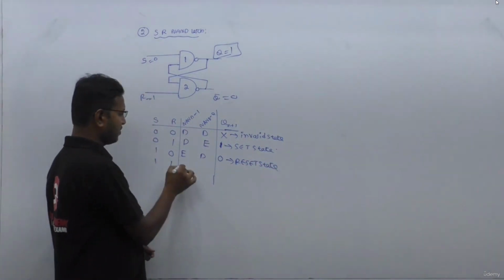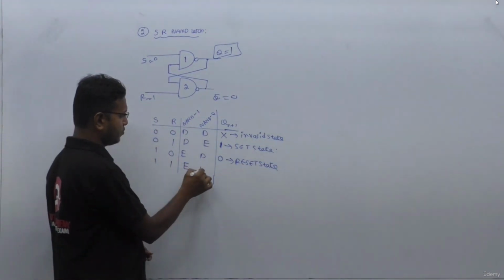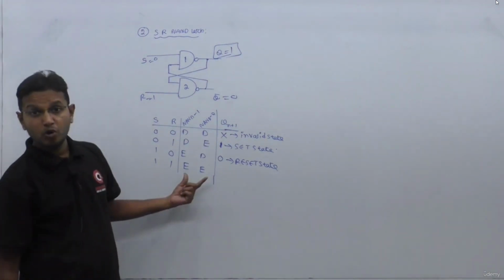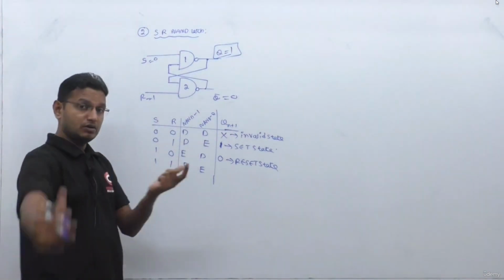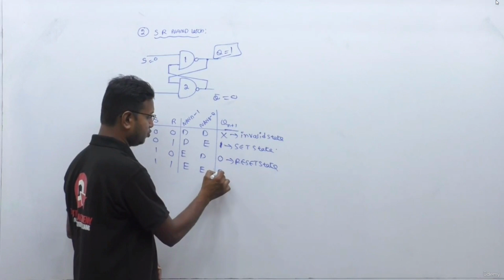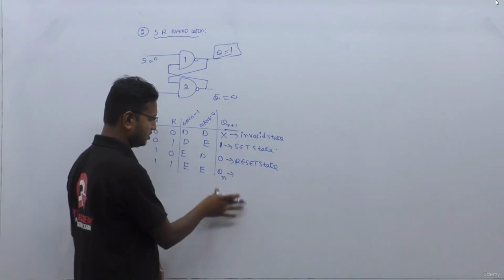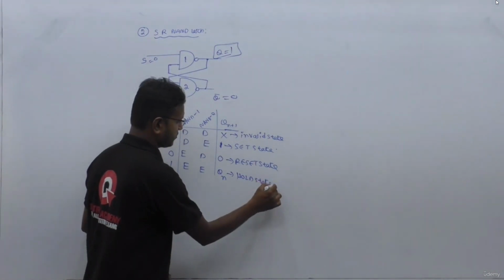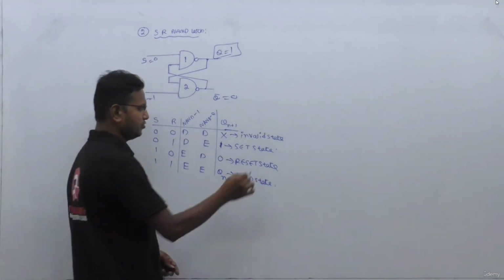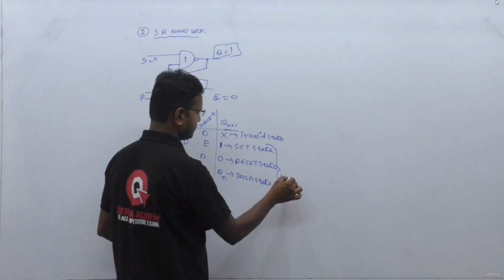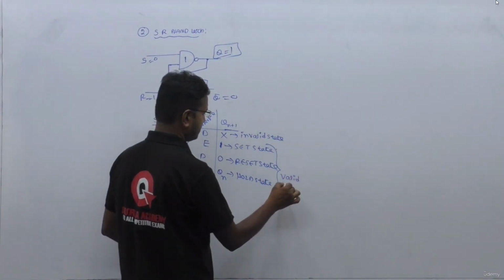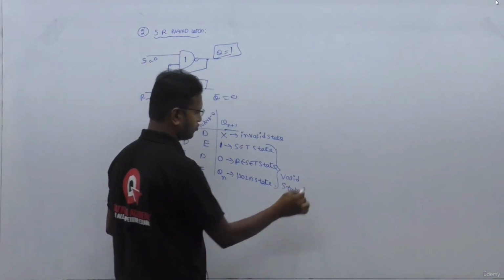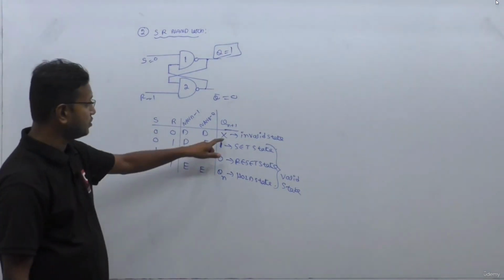And if both are 1 1, remember both the NAND gates are enabled. If both the gates are enabled, it will enter into the previous state, Q n state. Earlier I told you this, and we call this a hold state or the previous state. So these three states are valid states, and for S equal to R equal to 0, the device will enter into invalid state.